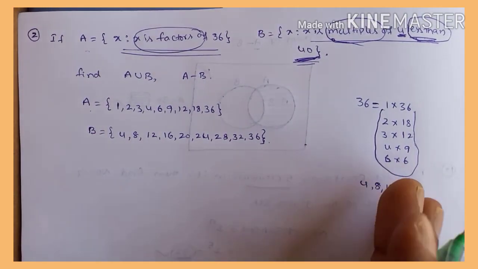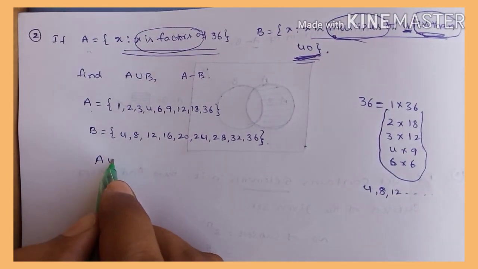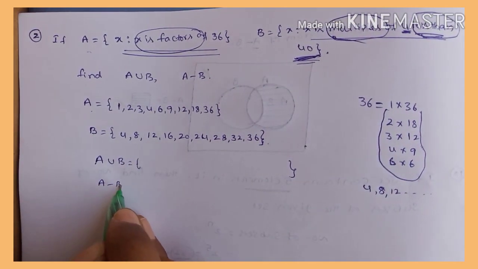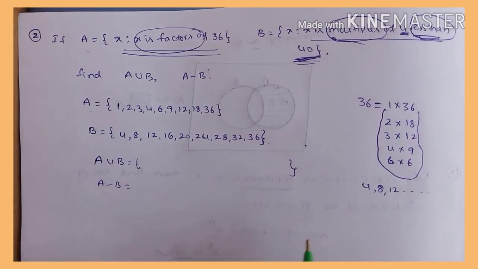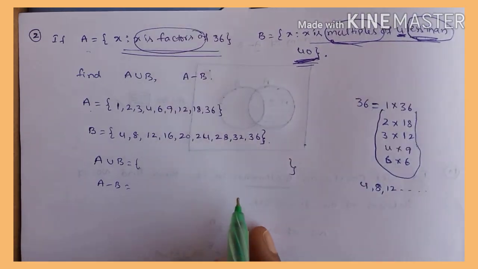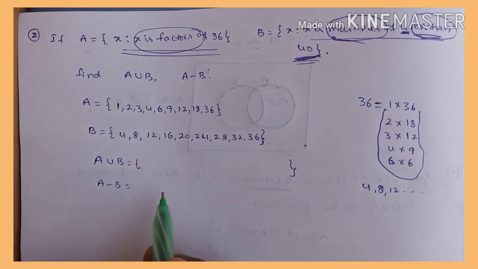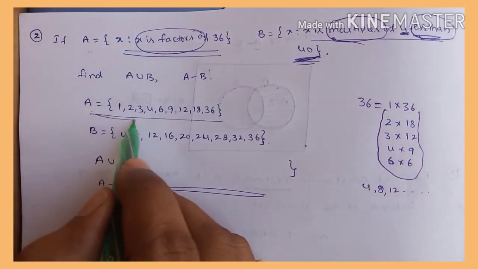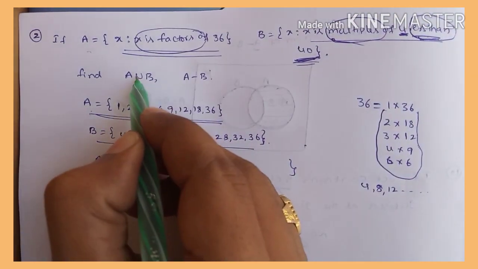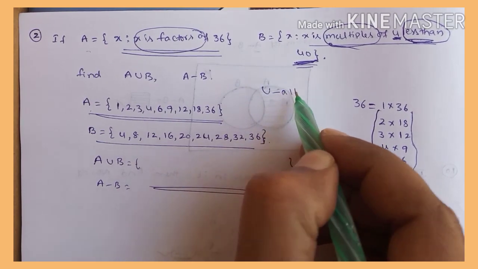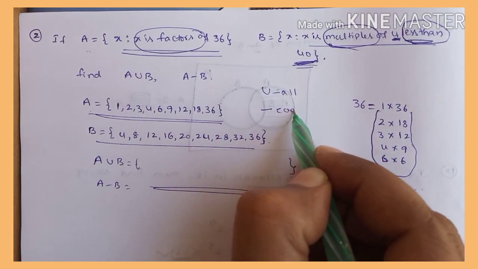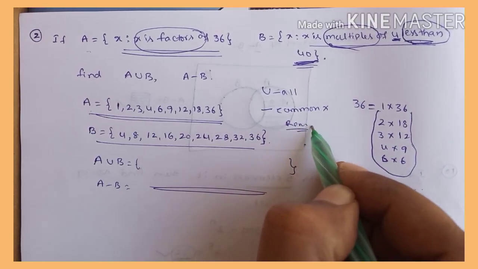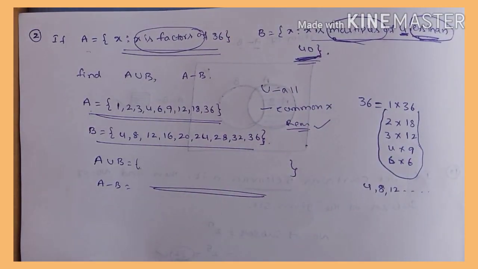These are the elements. After that, you know very well about A union B. You can solve, and A minus B. A minus B means you have to cancel the common elements and write the remaining elements. I hope you can do it. Okay na? Here the target is to write the proper elements. After writing, union means we have to write all elements, minus means you have to remove the common elements and write the remaining elements. Okay, next problem.